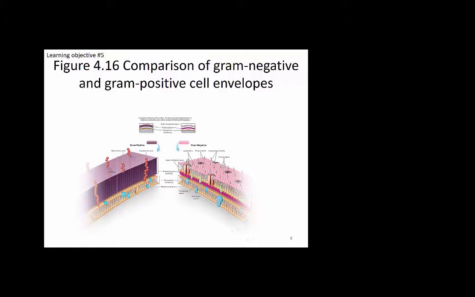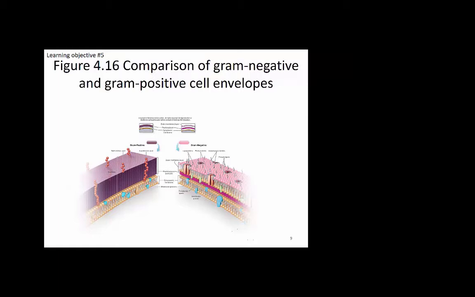When looking at the cell envelope of a bacteria cell, which would be the plasma membrane and the cell wall together, there are two categories of cell envelopes. Bacteria can have either a gram-negative cell envelope shown on the right in this figure, or a gram-positive cell envelope shown on the left in this figure.